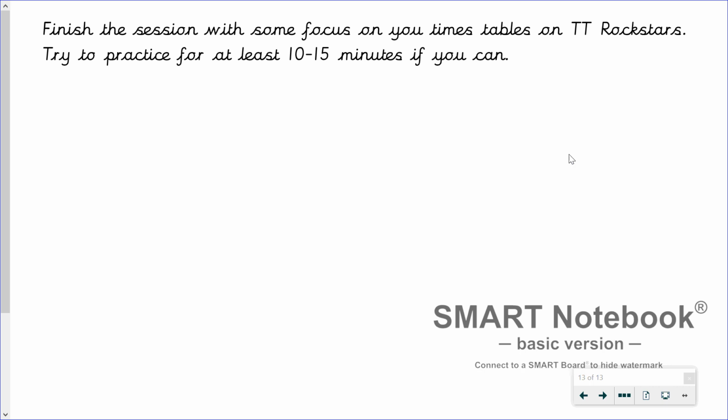Now, as usual, we're building up to our times table assessment. So if you could spend 10 to 15 minutes practicing those tables, quick recall, that would be amazing.